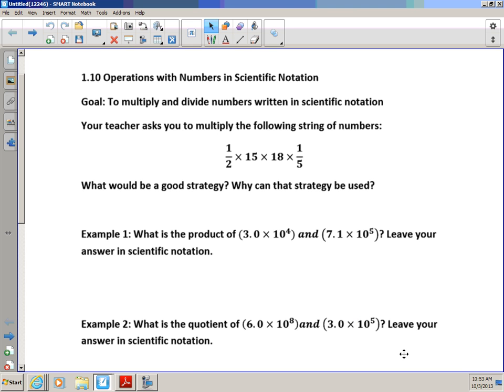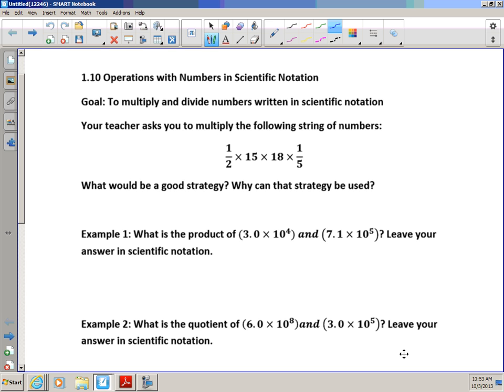Today's lesson is dealing with multiplying and dividing numbers written in scientific notation. If you look at the following string of numbers, 1/2 times 15 times 18 times 1/5, if you're asked to do that in your head relatively quickly, if you were to multiply them in the order that they are written, that would be a little bit difficult to do.